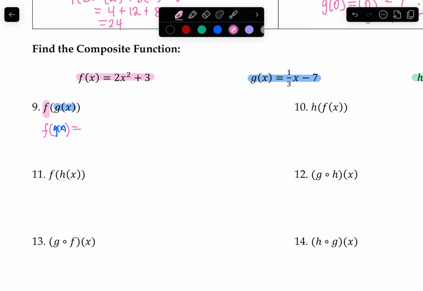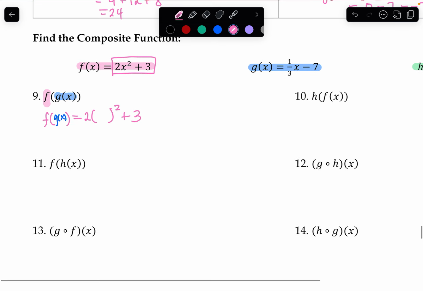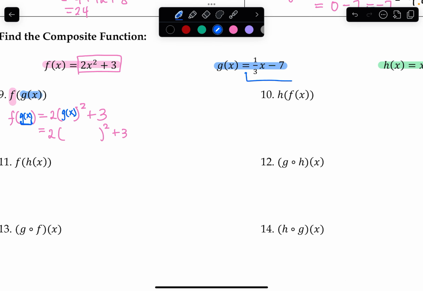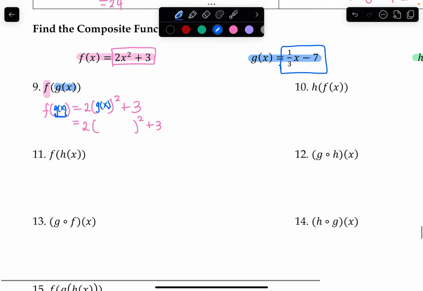And so the rule for f is 2x squared plus 3, leave a big set of parentheses, just looking at this rule here. But instead of putting in a number, we're putting a function in for x. So I'm going to write the g of x. So once I put g of x in those parentheses, I put the rule for g of x in those parentheses. So recopying the expression, we know g of x is equal to 1/3 x minus 7.